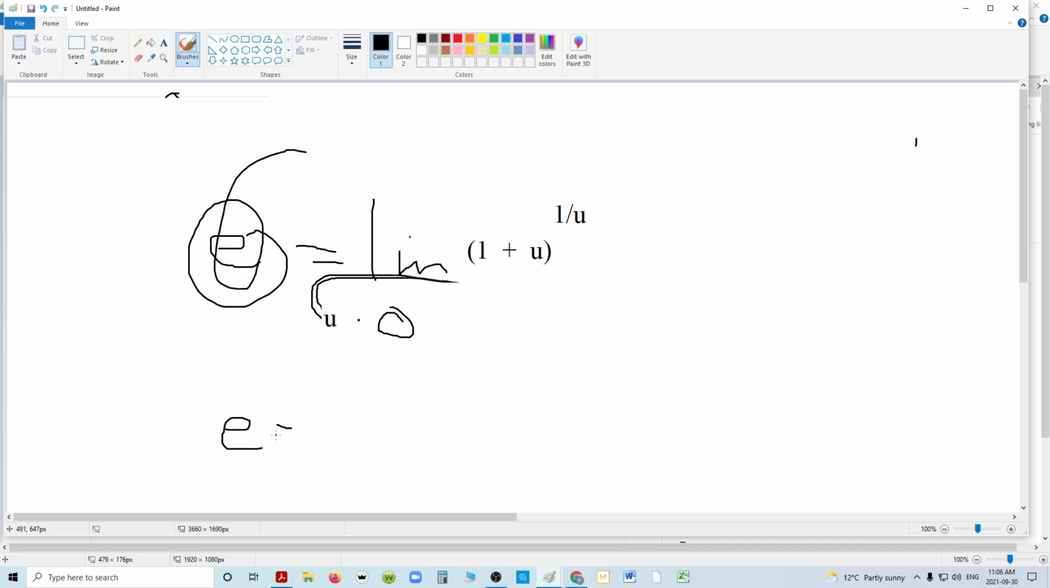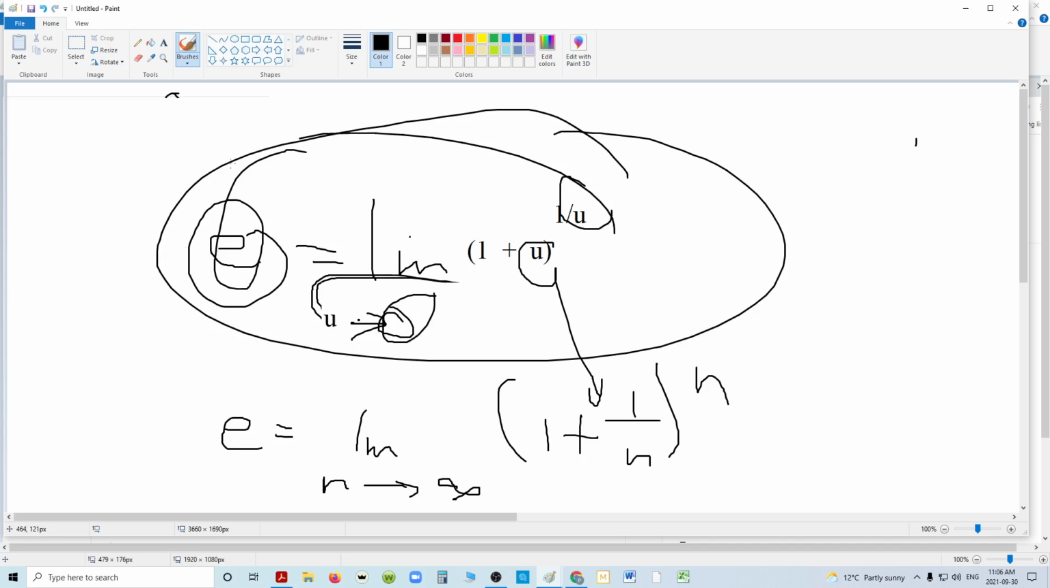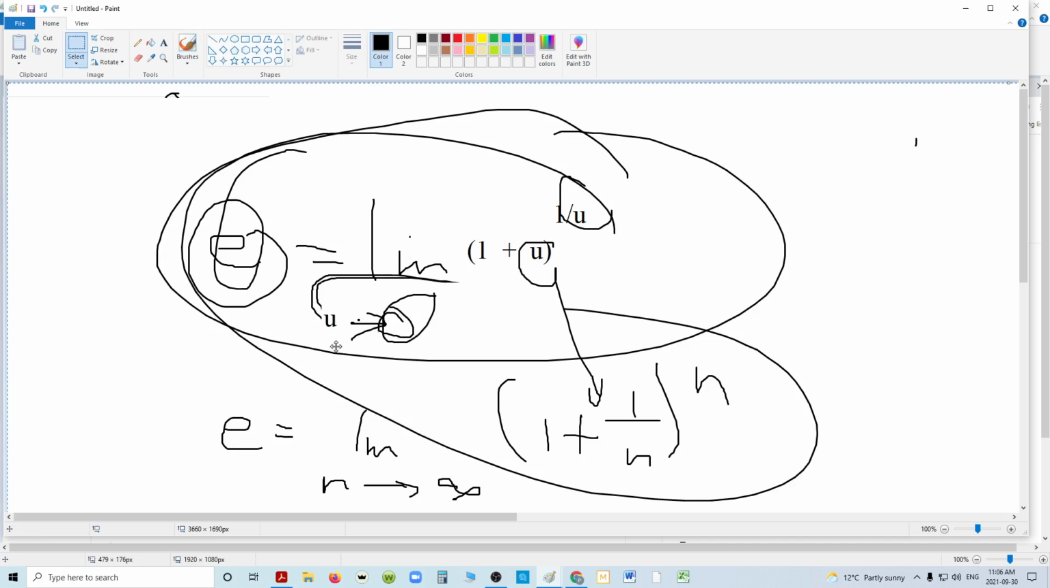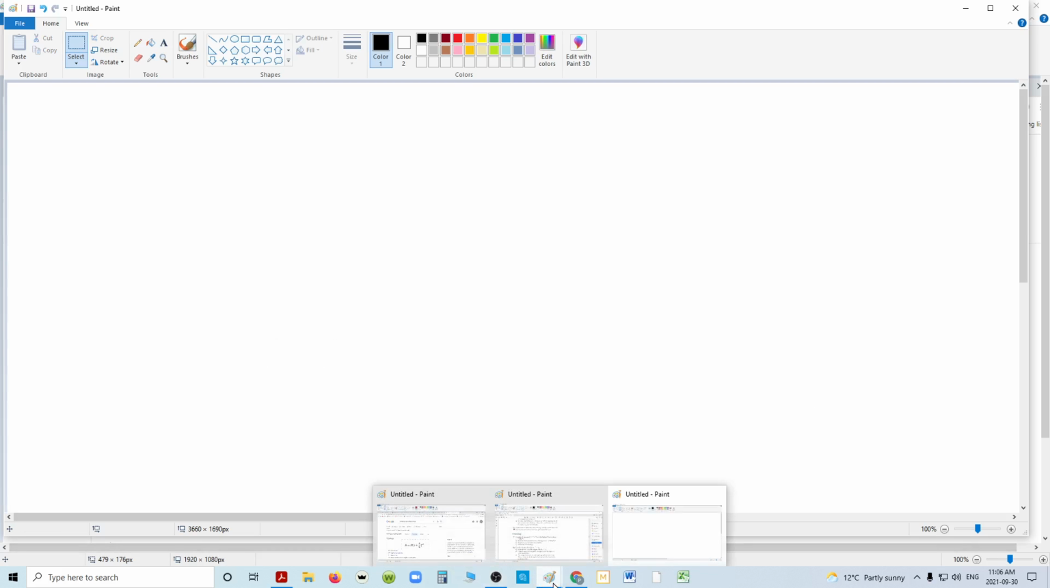That E is equal to the limit as n approaches infinity of 1 plus 1 over n to the power of n. But you can also switch these. You can take the reciprocal of these and make u approach 0, and this is also Euler's number. This is going to be really important for derivatives in calculus. But that's just an explanation of what Euler's number is.